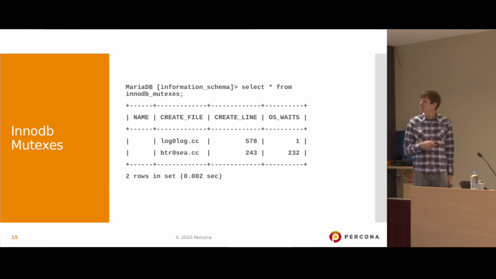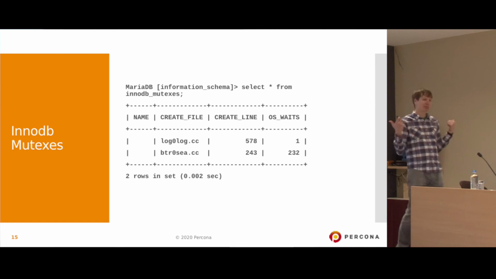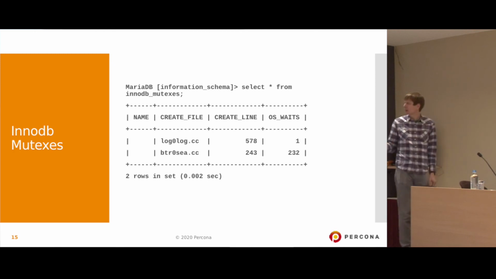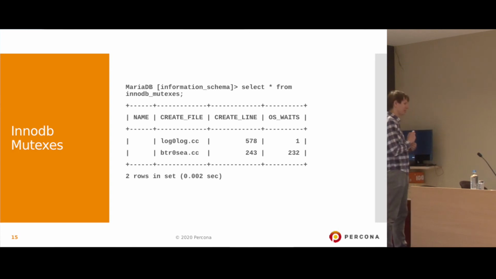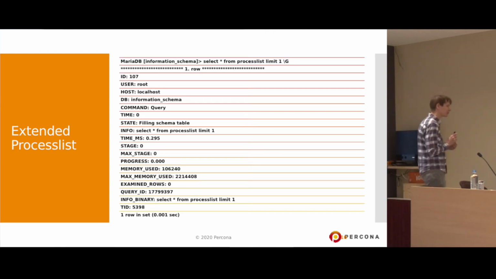What is interesting in this case, and what was surprising in MariaDB, is that the name is empty. I was surprised because the documentation actually shows this table with a name in it, which is actually cool. Because if you look at the create file and create line, obviously these are not stable between minor versions, they can change if the code was changed, while the variable names, if defined, are much more stable.